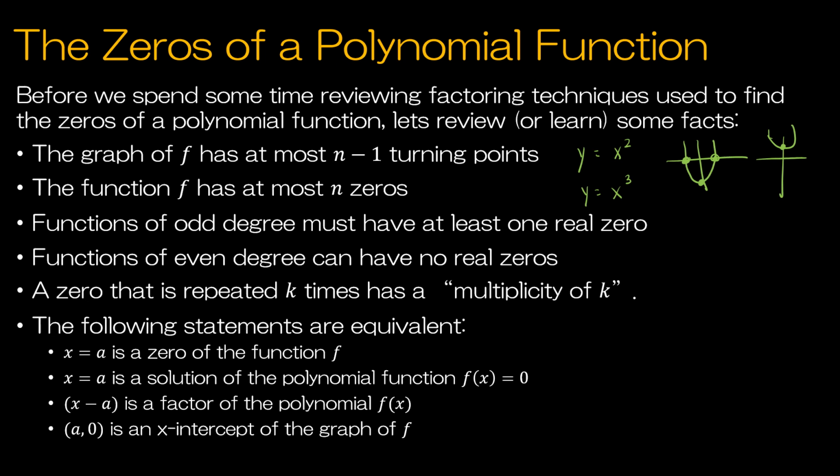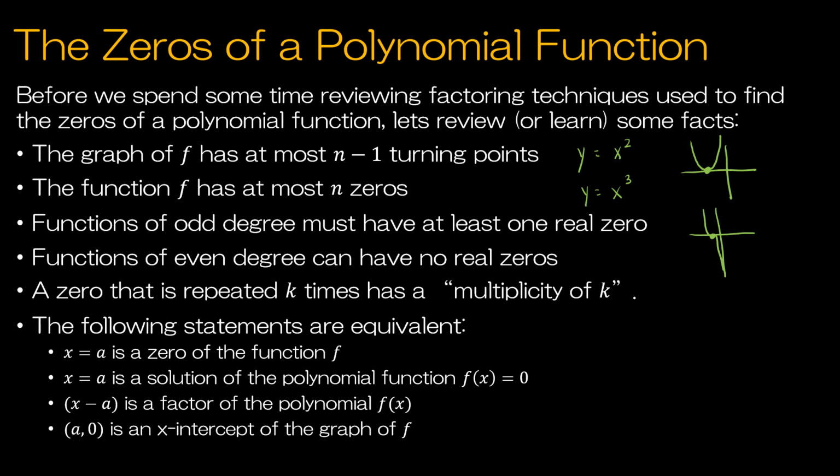A zero that is repeated k times has a multiplicity of k. So if I'm dealing with a function of even degree, like y equals x squared, if I have a multiplicity of 2, that means my graph is actually going to come to the x-axis, turn right there, and go in the opposite direction. Whereas if I have a function of odd degree and it has a multiplicity of 2, it's still going to go in the opposite direction, but you might see it sort of level out just a little bit right there.